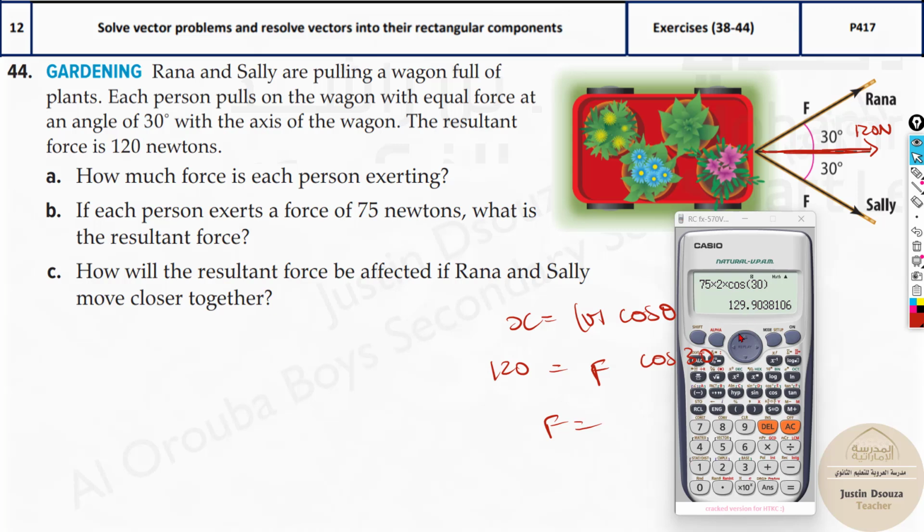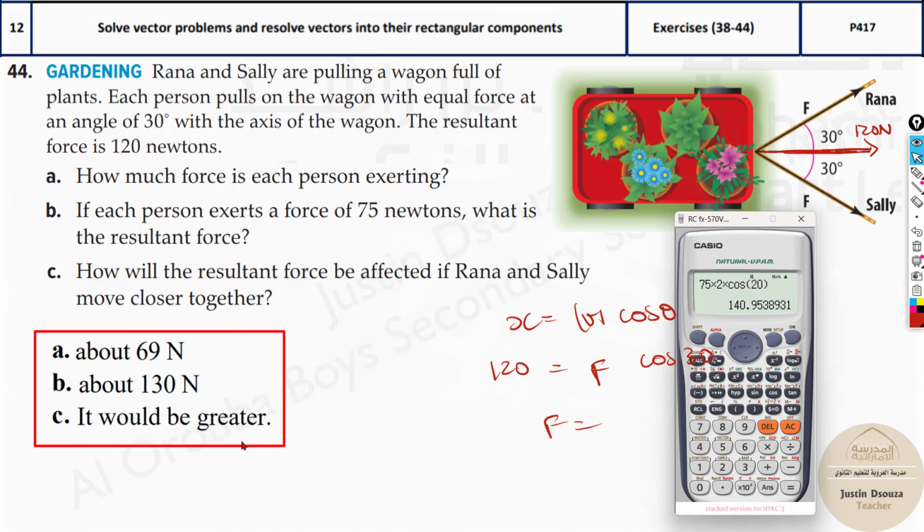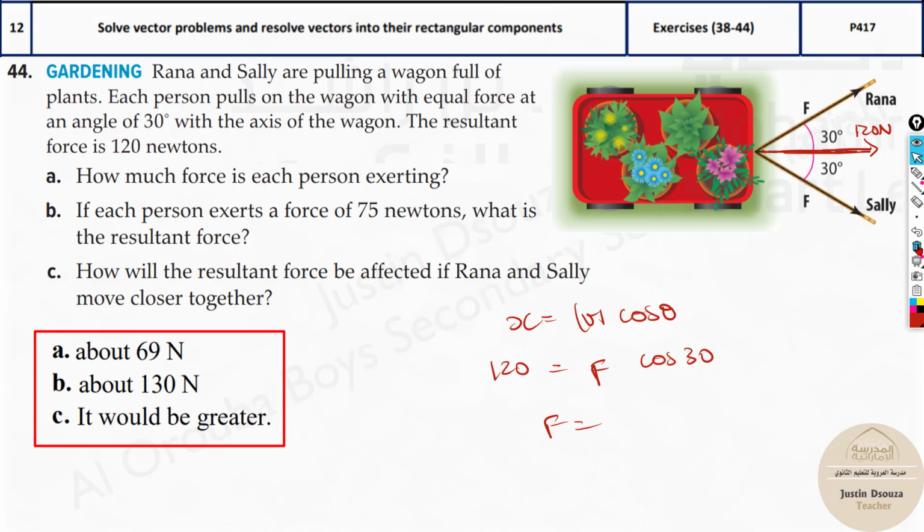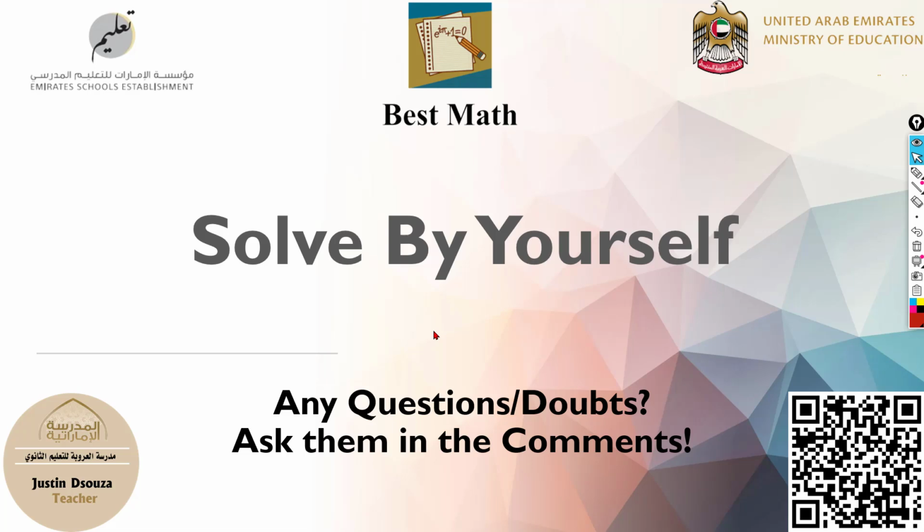Otherwise, what you can just do over here is change this to a lower degree. So let me make it 20. Now what happened? The resultant started increasing. So this is how you can tell the resultant starts increasing. It would be greater basically. And we got over here 129.9, it's 130, and over here we got 69 point something, but it's rounded off to a whole number, so it's 69 newtons. That's how we solve these problems. And that's the end of this. Please do solve all these problems by yourselves. Understand the question properly, read through it, and from the given, you can easily solve them.